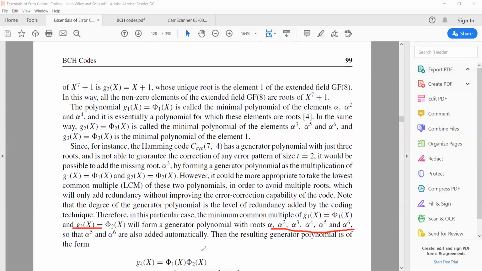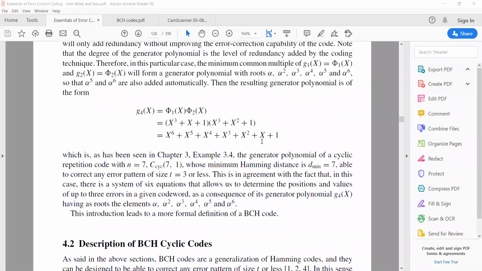Then what will be the form of the resulting generator polynomial? That means g4(x) equals... because g1(x) was alpha, g2(x) was alpha square, g3(x) was alpha to the power 4, but we have now g4(x). So this is the fourth equation, x to the power 6, 5, 4, 3, 2, 1, and x to the power 0, which is, as has been seen in chapter 3.